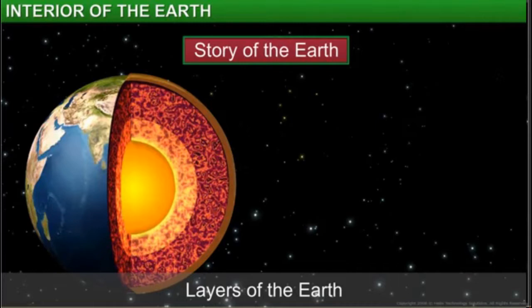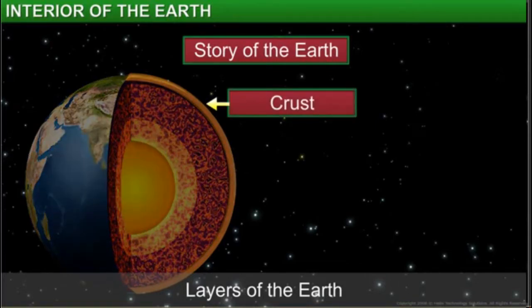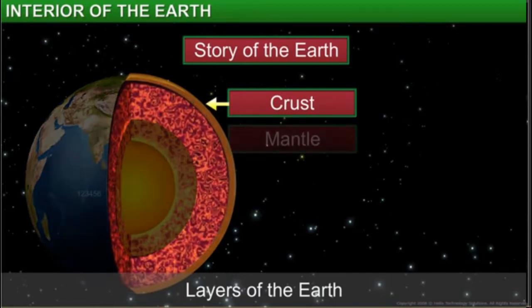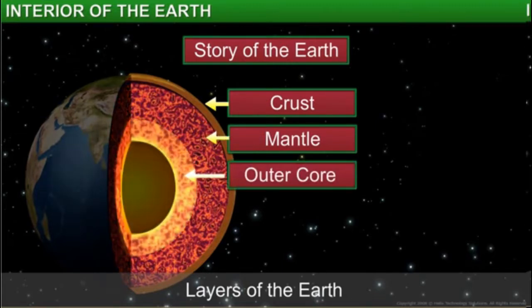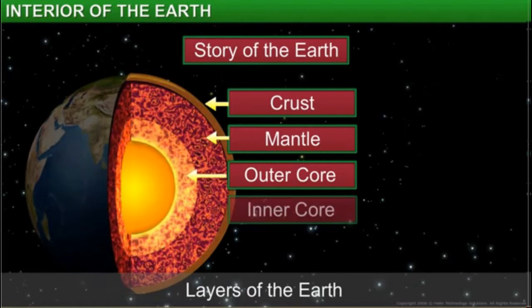The outermost layer is the solid crust. Next is the highly viscous layer called the mantle. Below the mantle is the liquid outer core of the Earth. A solid inner core forms the Earth's innermost layer.